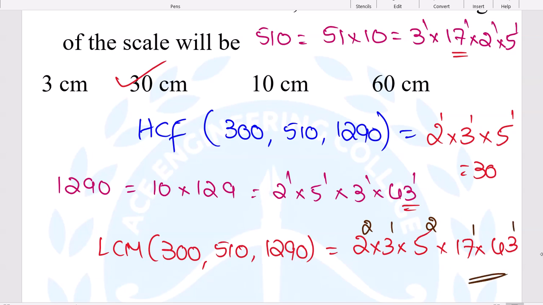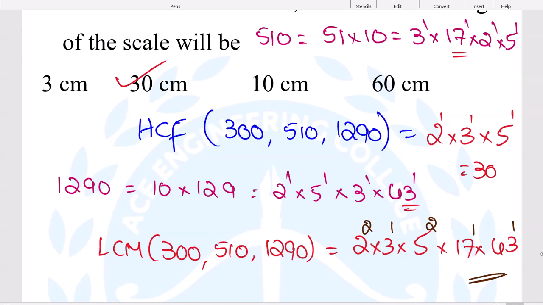For LCM, you should note down all prime numbers and the highest powers of each one. For HCF, take only the prime numbers that exist in all and take the least powers of those. This is the standard method you can use for LCM and HCF. But sir, options are given. Then what method can we apply?